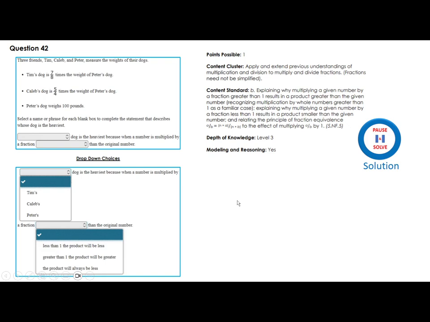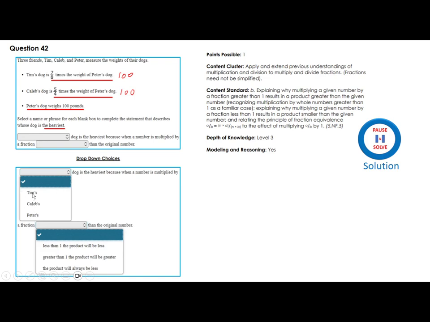3 friends, Tim, Caleb, and Peter, measure the weights of their dogs. Tim's dog is 7/8 times the weight of Peter's dog. Caleb's dog is 5/4 times the weight of Peter's dog. Peter's dog weighs 100, so that's 100 here. And that is 100. So the first one is 7/8 of 100. The second one is 5/4 of 100. Select the name or phrase for each blank box to complete the statement that describes whose dog is the heaviest.